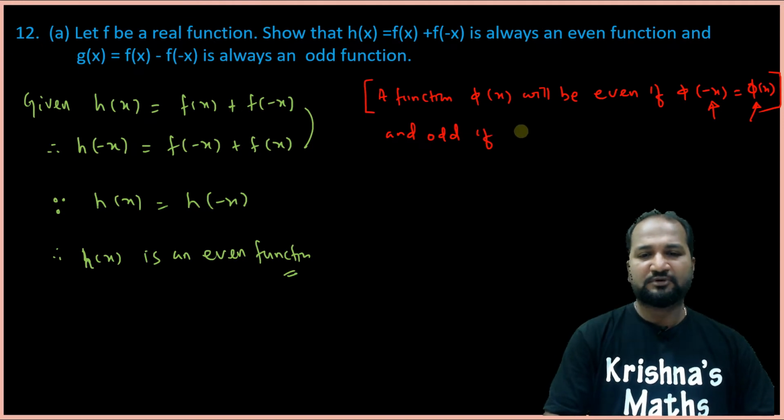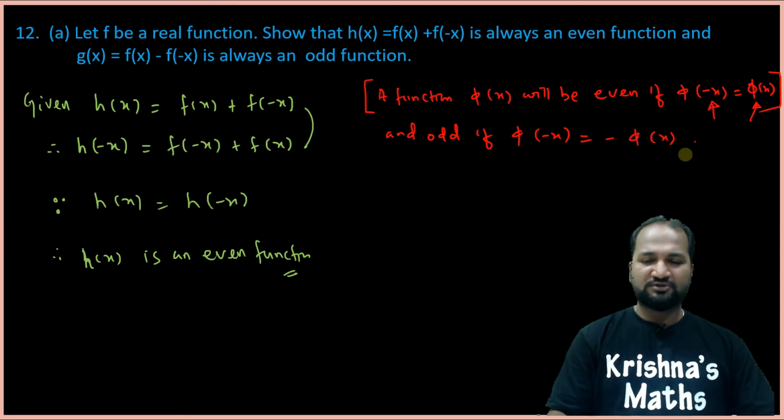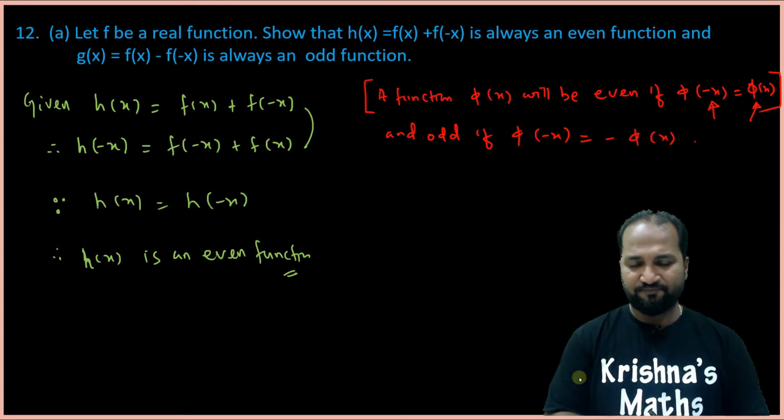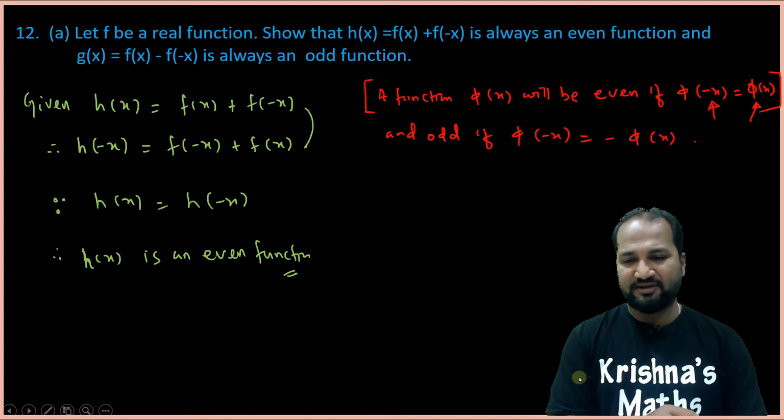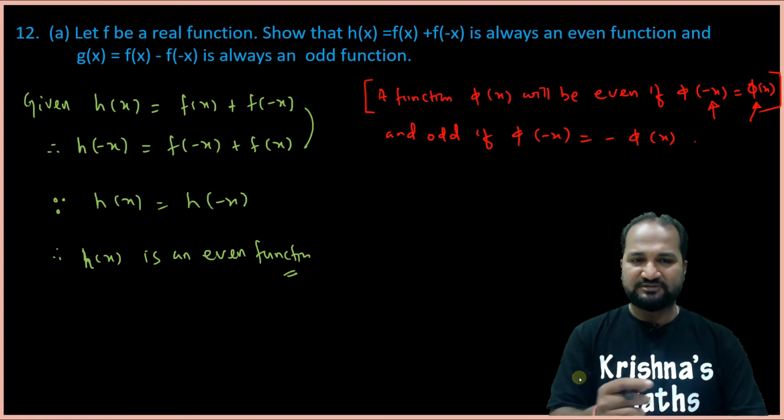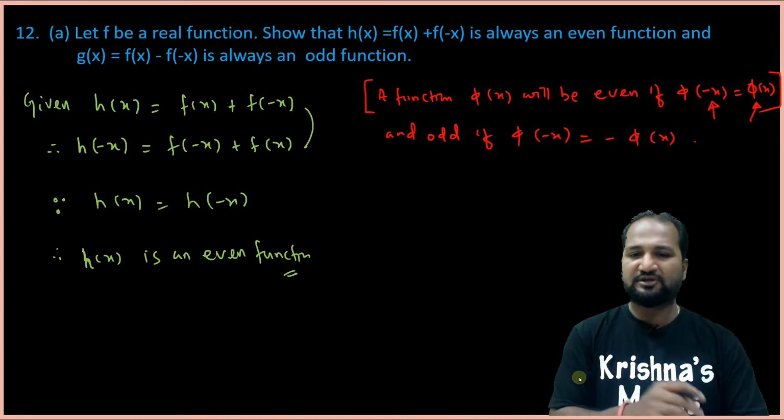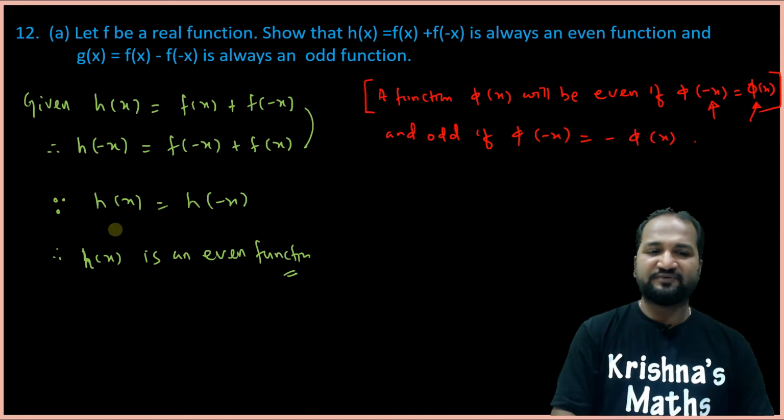And odd, if phi of minus x is equal to minus of phi of x. माने जेकोनिस फंक्शन जदि ऑड इवेंट चेक करियार अछि x जगह माइनस एक्स पुट करियो, x जगह माइनस एक्स सही फंक्शन आसला इवन, माइनस ऑफ सही फंक्शन आसला ऑड.